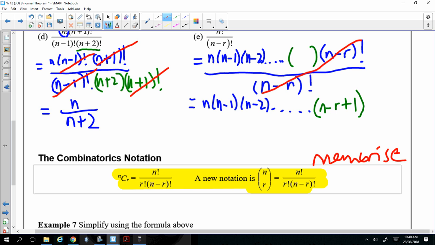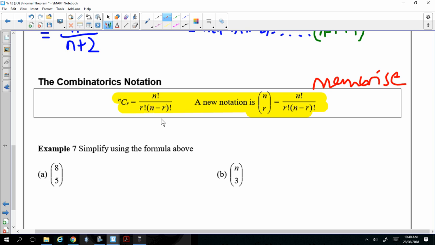Is it on the reference sheet? I'll just double check. No. So you have to memorize. Not on the reference sheet, so remember what they look like. We'll do some practice using this formula. It's very easy to apply.